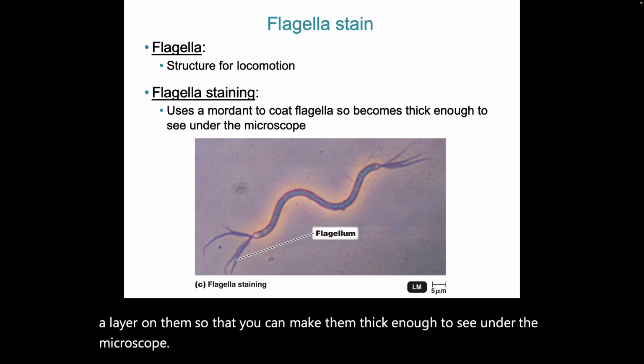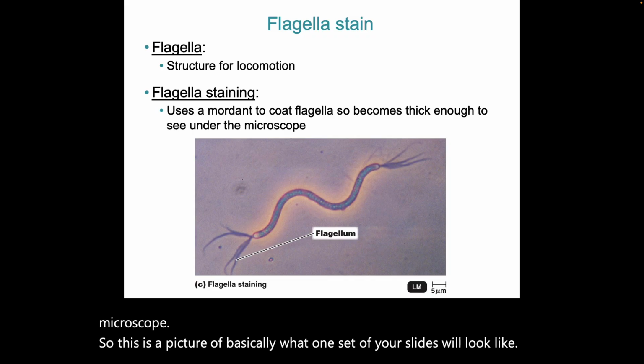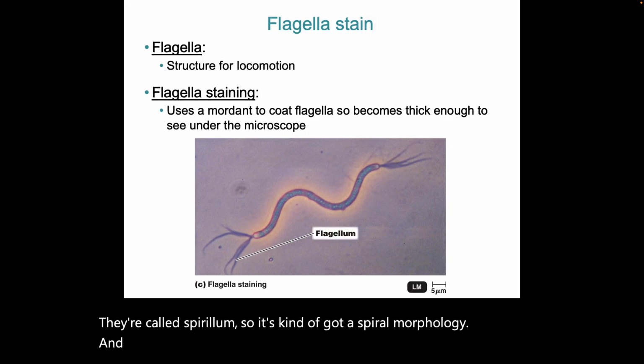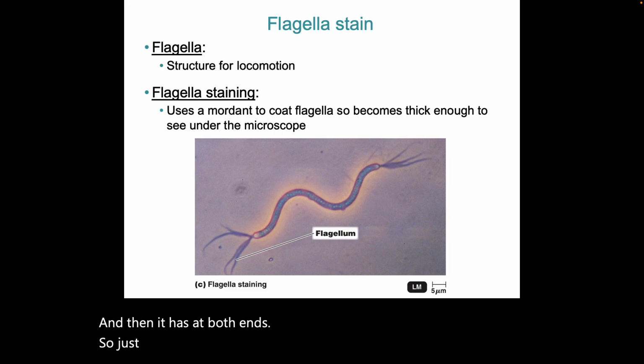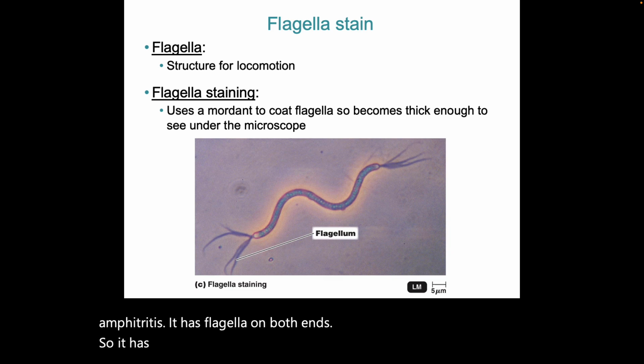So this is a picture of basically what one set of your slides will look like. They're called spirillum. So it's kind of got a spiral morphology, and then it has flagella at both ends. Just like amphibians live both in water and on land, we call this amphitrichous. It has flagella on both ends. So it has a little clump of flagella at both ends.